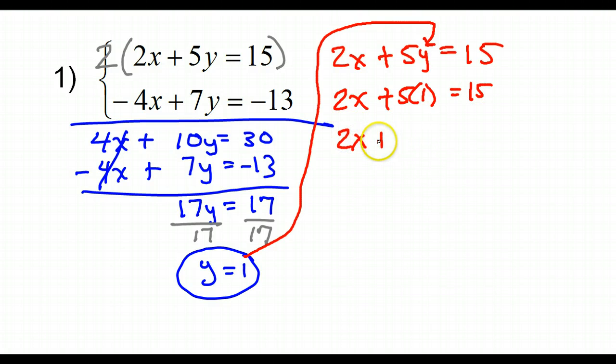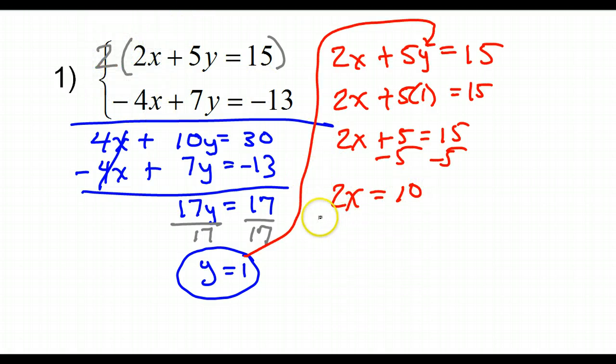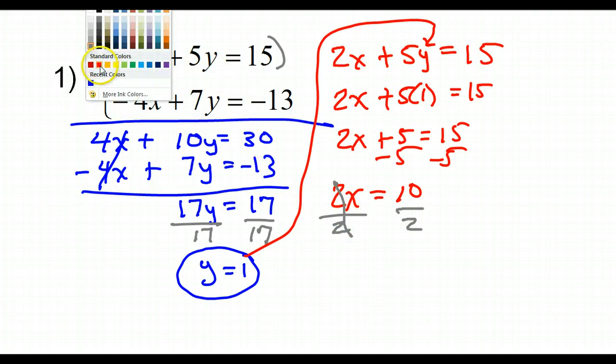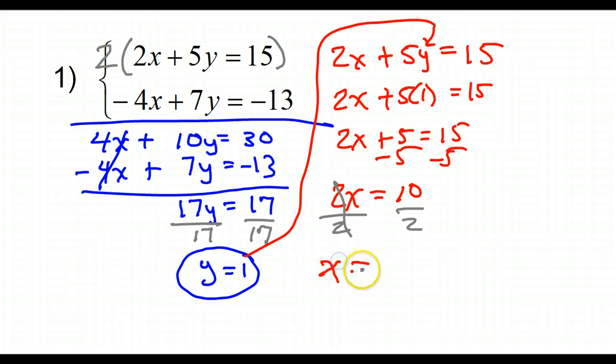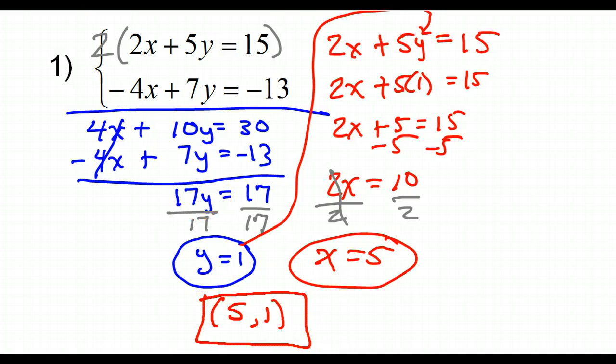So that's 2x plus 5 equals 15. Subtract. So that's going to give me 2x is equal to 10. Time to divide. So that's going to give me x equals 5, which as an ordered pair would be 5, 1. So that would be the answer to problem number 1.